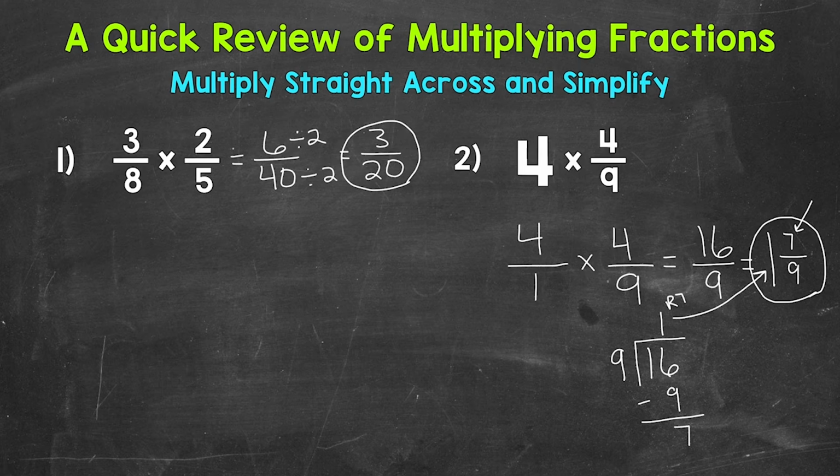That remainder goes right here. It's the numerator part of our fraction. And then we keep our denominator of 9 the same. This 9 right here, we keep it the same. So 1 and 7/9 as our final answer. That's how we multiply fractions.